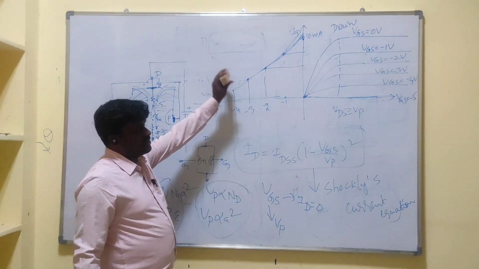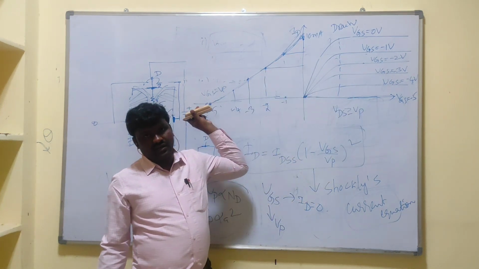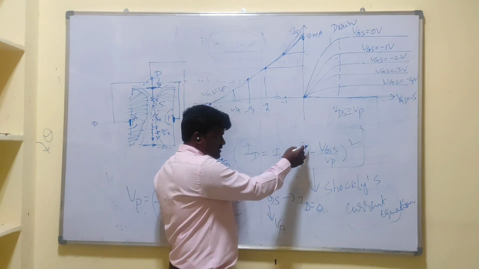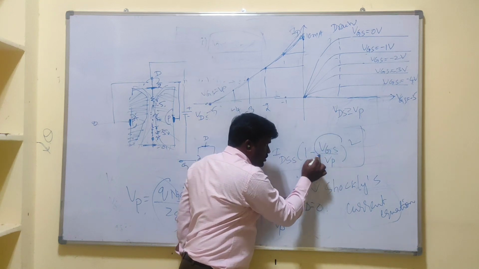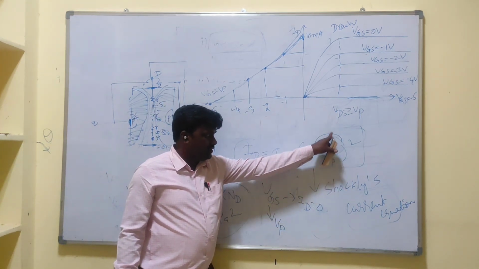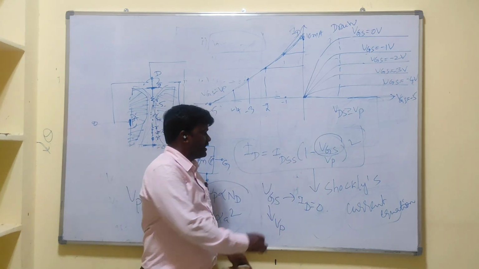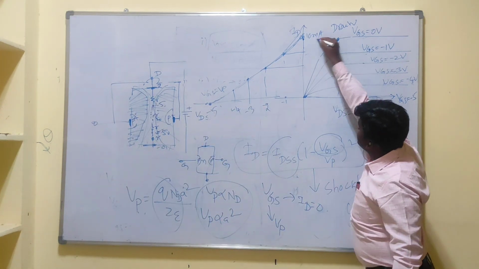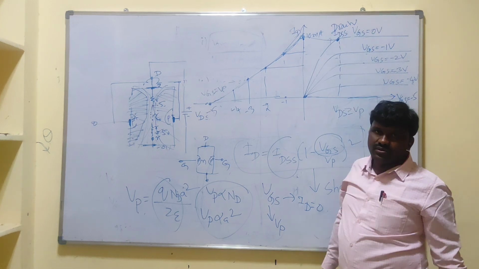So the pinch off voltage is directly proportional to the donor carrier concentration, and we have characteristics curves like this. These are the drain characteristics, these are the transfer characteristics, and we have the current equation: ID equal to IDSS into 1 minus VGS by VP whole square. If VGS equal to 0, then 0 by something is 0, and IDSS into 1 gives IDSS. What is IDSS in this case? So this is our IDSS. For example, this one may be IDSS equal to 10 milliamps.